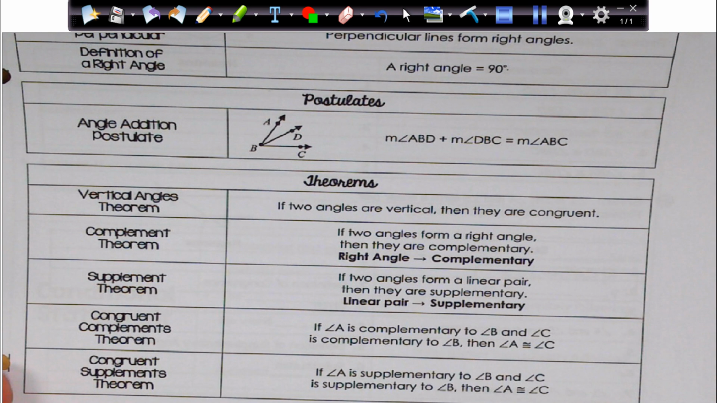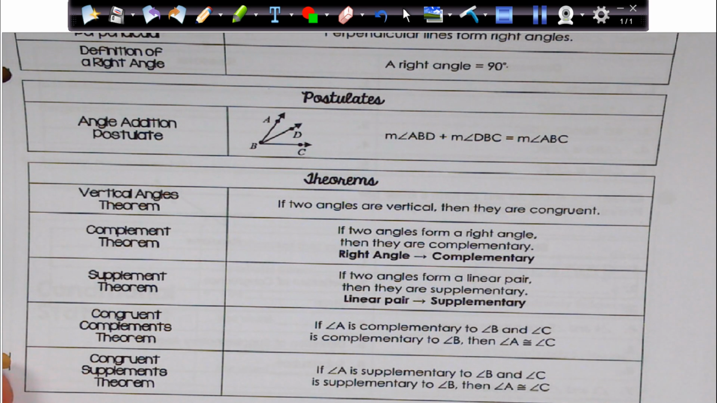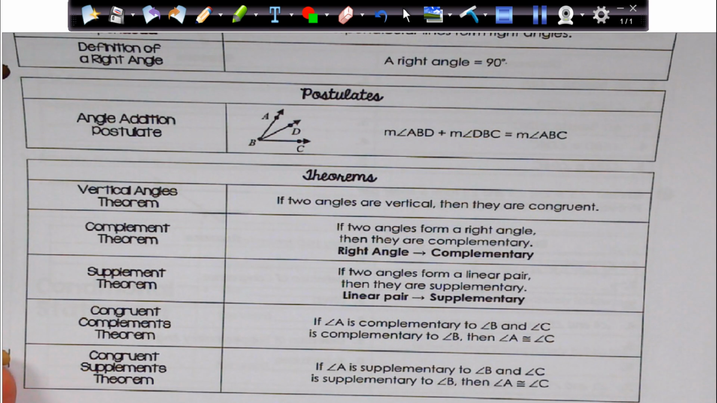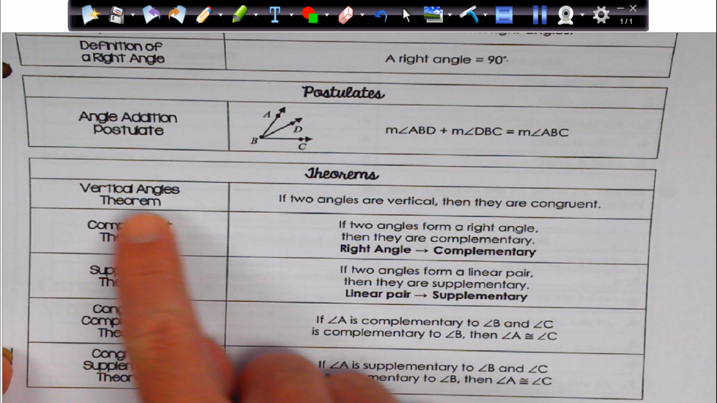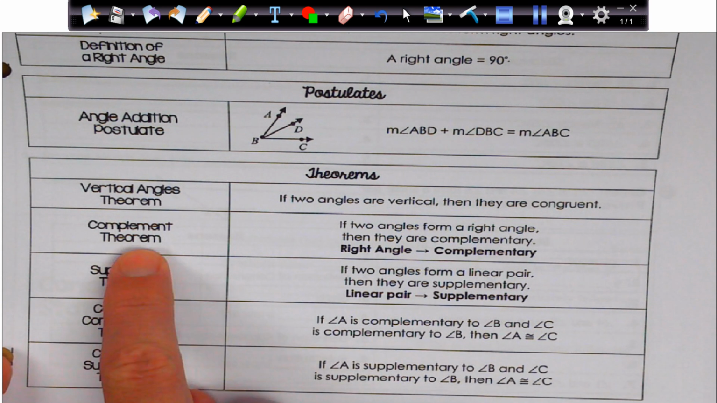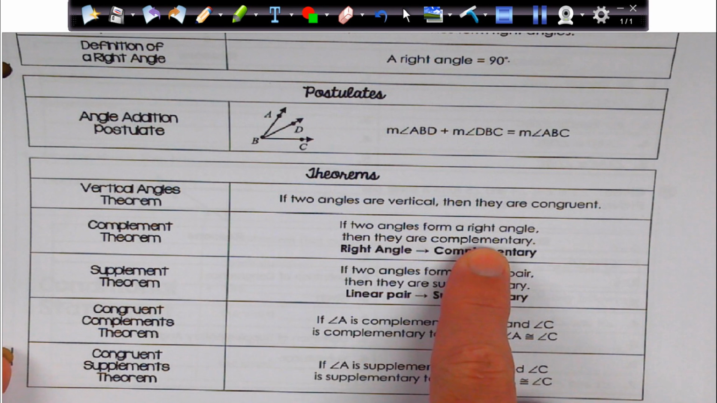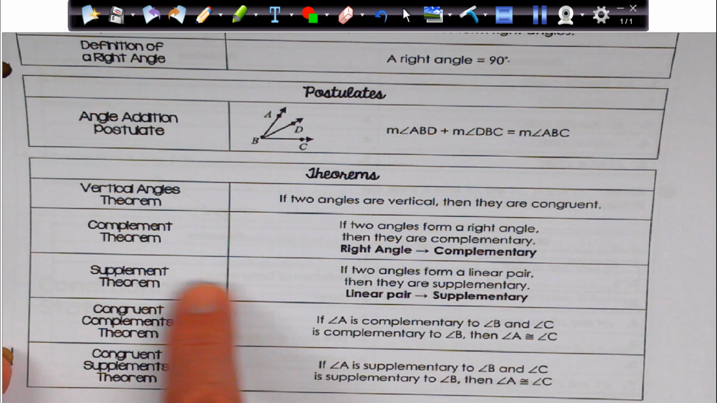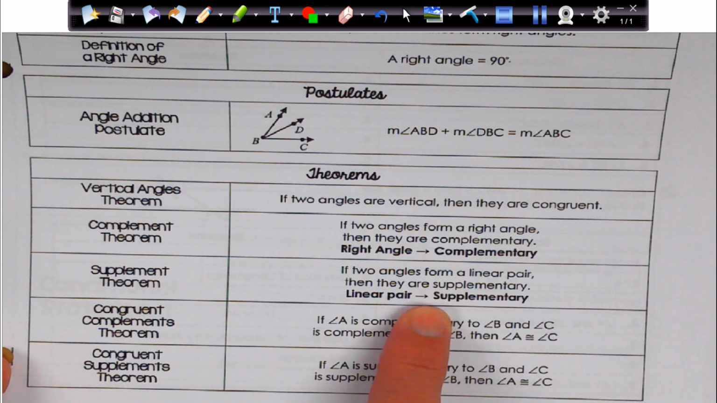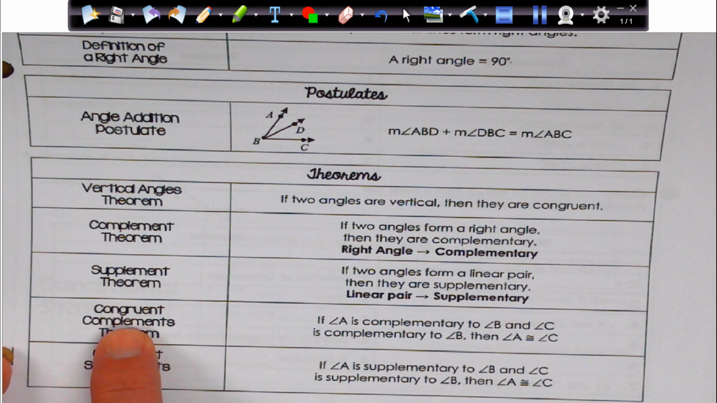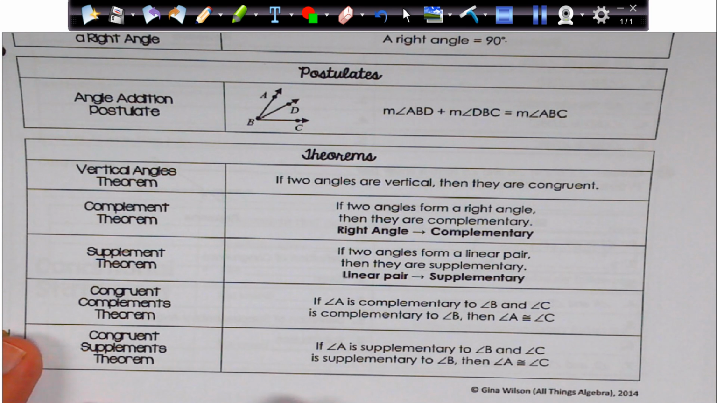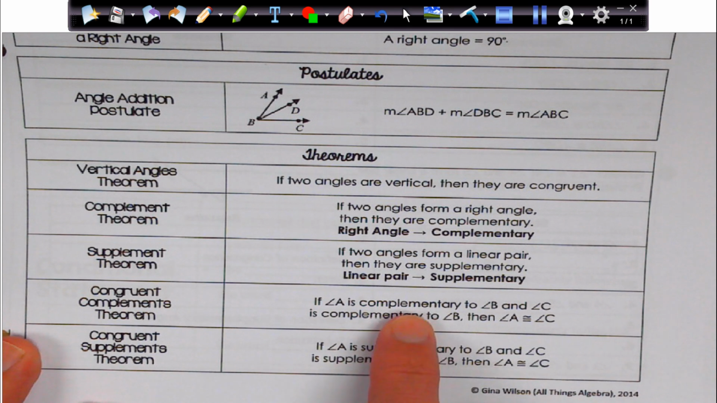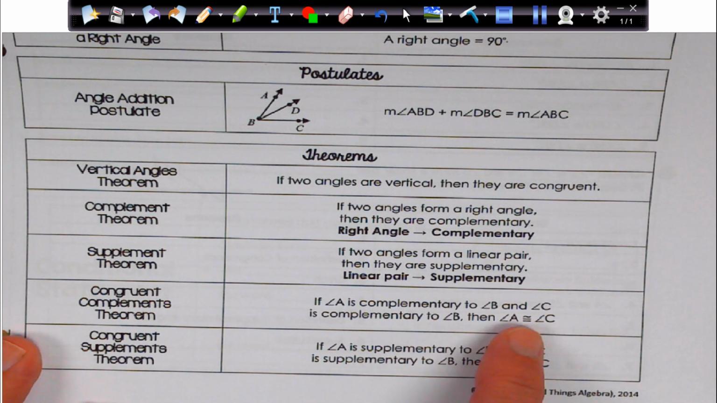These things are already proved, so we don't necessarily have to prove them anymore; we can just use the fact that we already have it. So vertical angles theorem: if two angles are vertical, then they're congruent. Complement theorem: if two angles form a right angle, then they're complementary. Supplement theorem: if two angles form a linear pair, then they are supplementary. Congruent complements theorem, this one's kind of new, and congruent supplements theorem, but basically if A is complementary to B and C is complementary to B, then they're equal to each other.